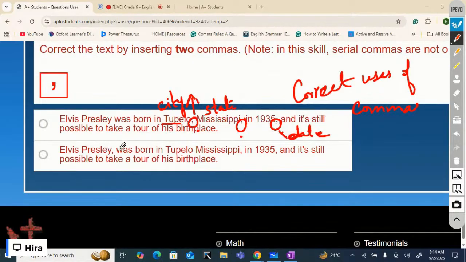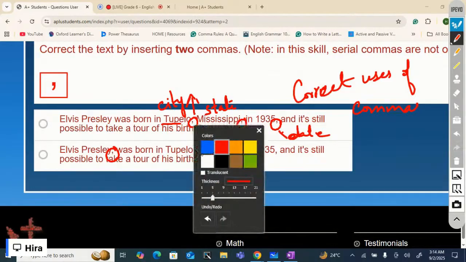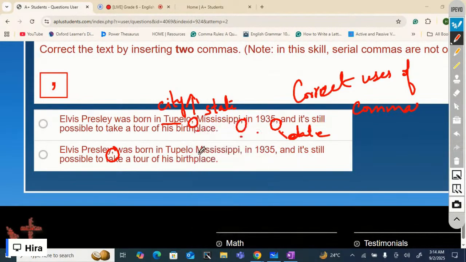So these are correct. Here, in this one, we can't use a comma after the name because it disrupts the sentence. We see here Tupelo, the name of the city, and the state must be separated using commas, so it's not mentioned here. So this one is missing, so it's a wrong option. This one is correct.